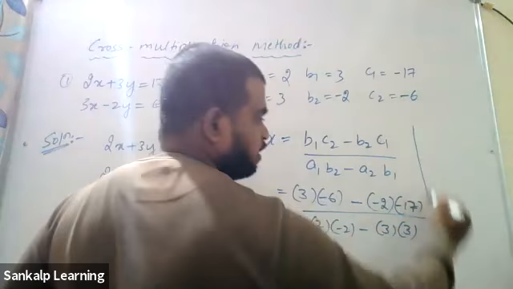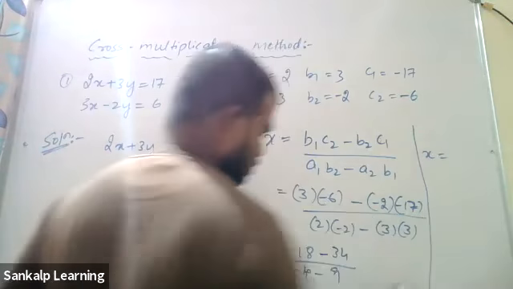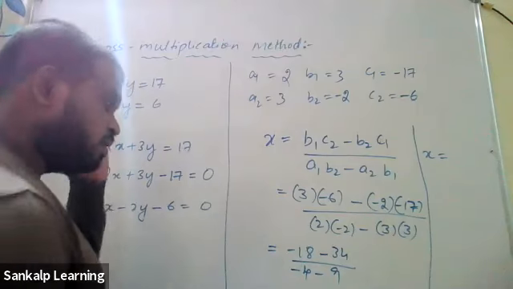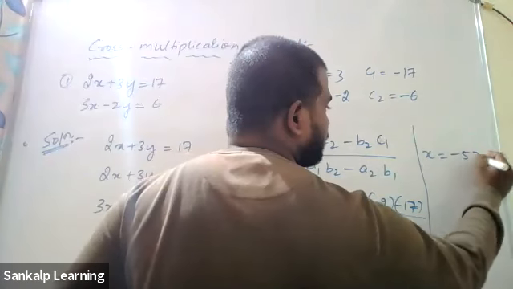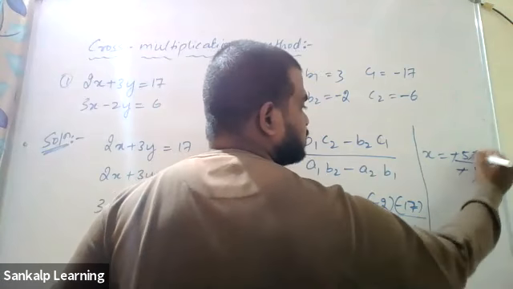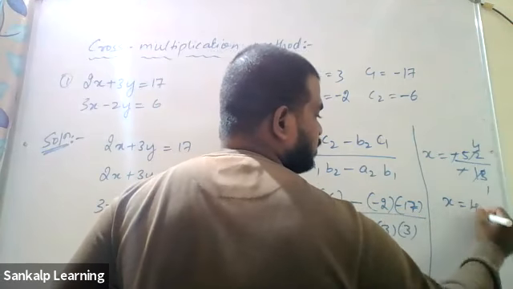So let me do it here. X is equal to minus 18 minus 34. What will be the answer? Minus 52 divided by minus 13. Minus minus cancel. 13 4s are 52. X is equal to 4.